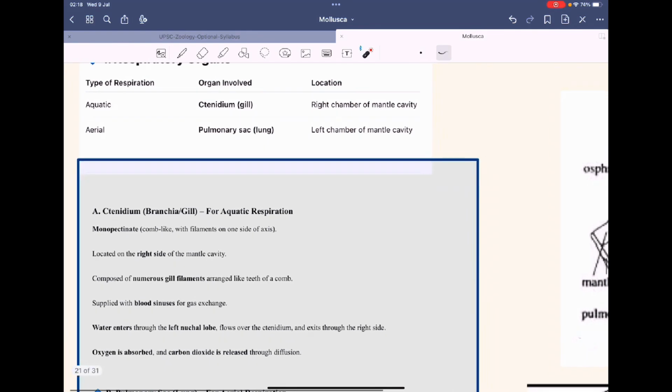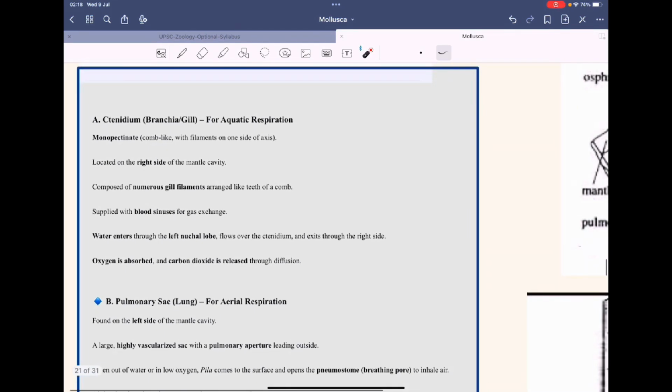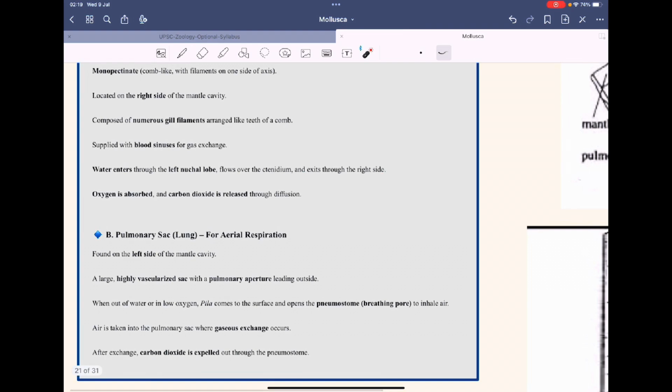And for aerial respiration, there is the pulmonary sac, which is lung-like, and it's on the left side of the mantle cavity. The ctenidium, which is the gill or branchia, is for aquatic respiration. These are monopectinate gills, and they are located on the right side. There are numerous gill filaments, arranged like the teeth of a comb. This is supplied with blood sinuses for gas exchange. So the water will enter into it, and there will be gaseous exchange.